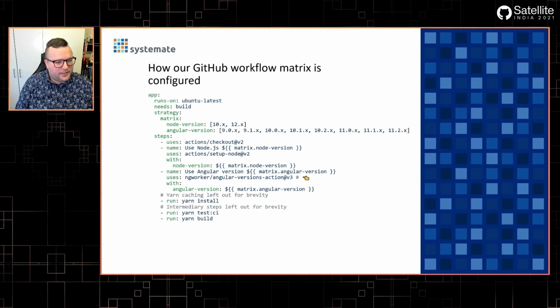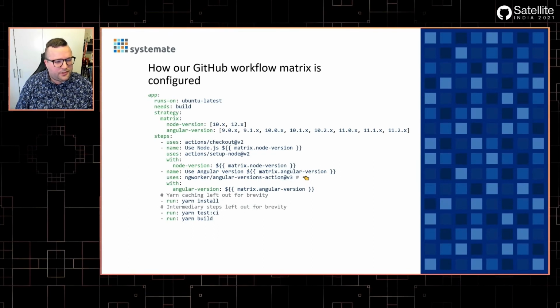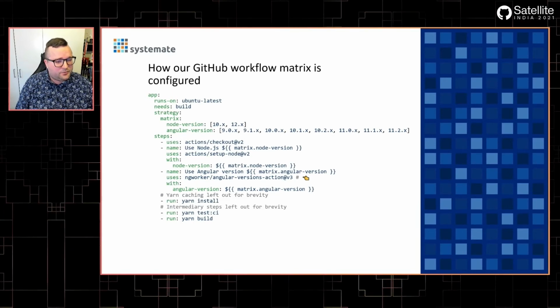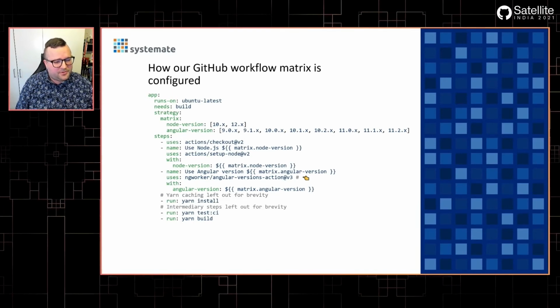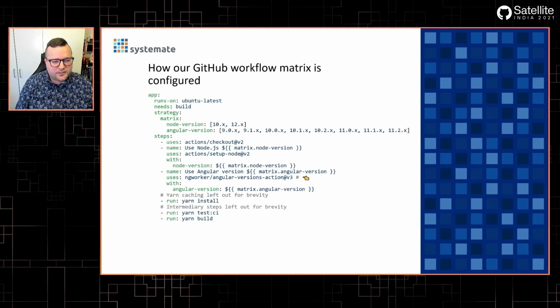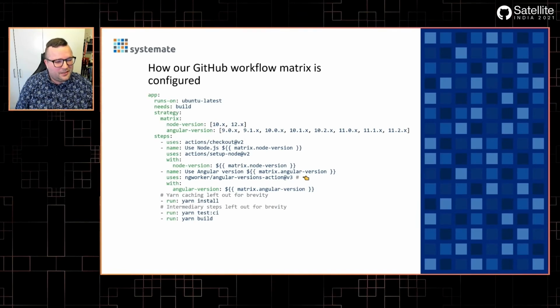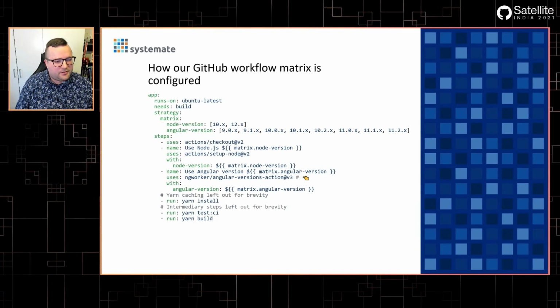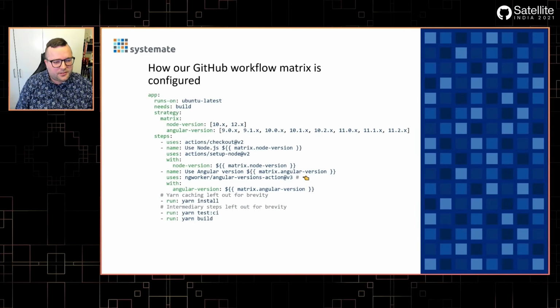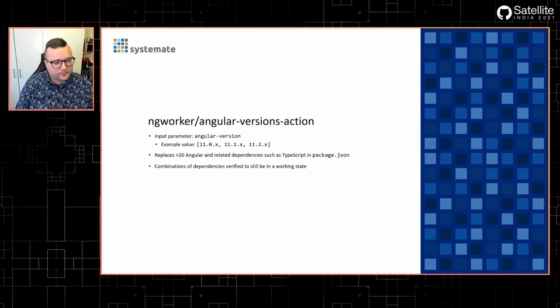But if you look closely at this action, it's called ngworker/angular-versions-action. It's a GitHub action we created specifically for this library. But as we'll see in a minute, it's meant to be reused across any Angular library for CI setup. So that's pretty nice. We have it published on the GitHub Actions marketplace.